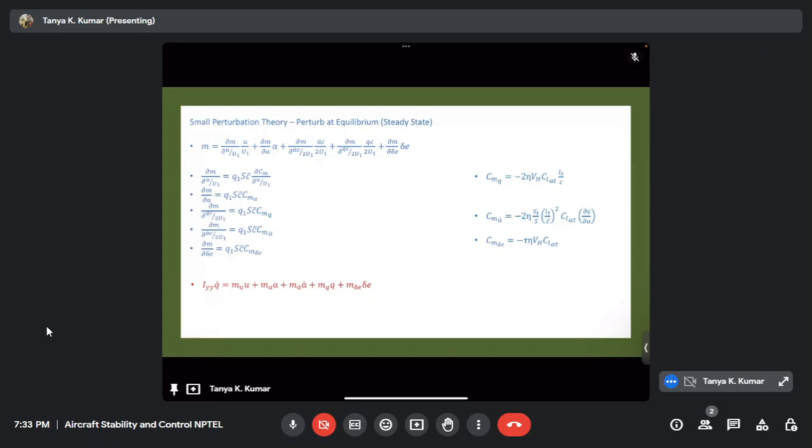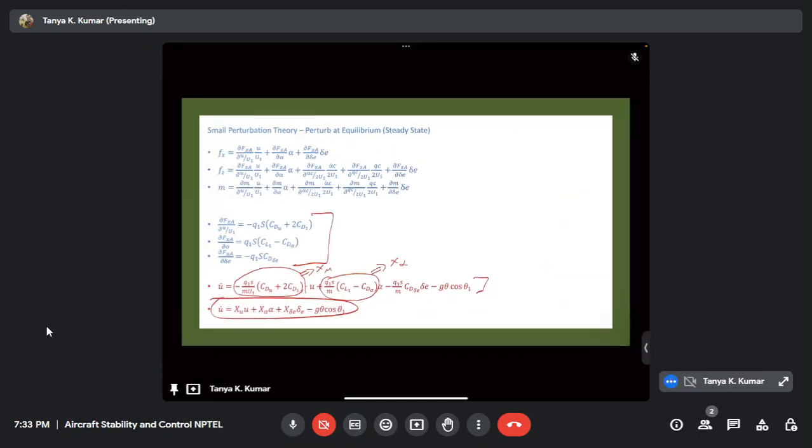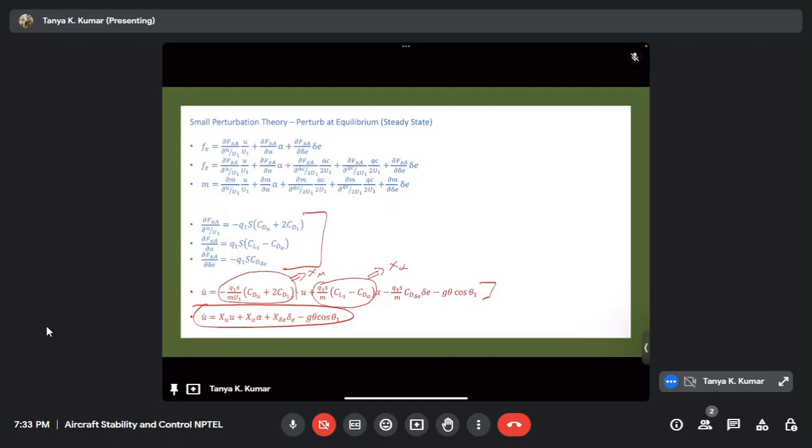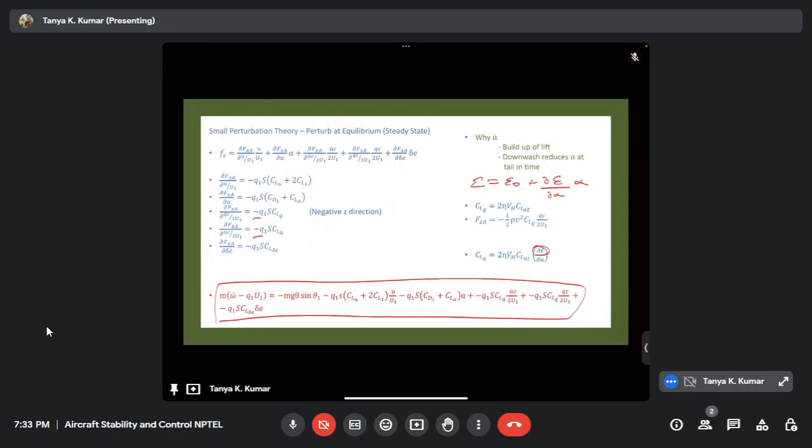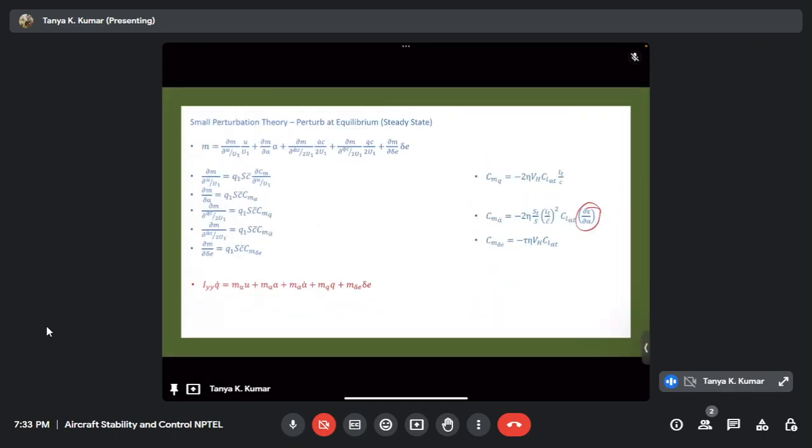Again, the alpha dot comes due to this downwash. Downwash is something that you will go back and refer to your notes and find out. Alright, so these are the three final equations of motion. Which three? This u dot, this w dot, and this q dot.